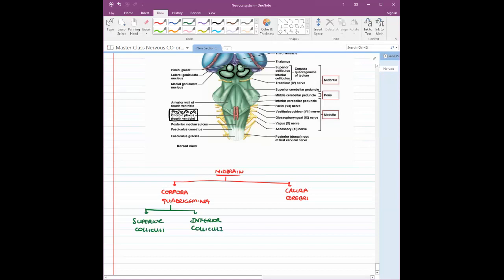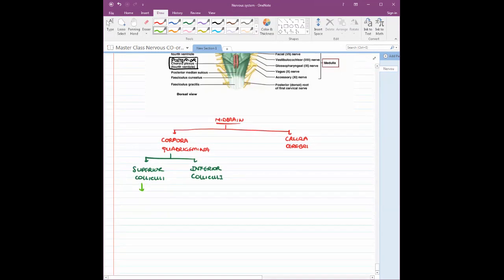Okay, so inferior and superior colliculi. Now guys, when we talk about the superior colliculi, it is the one that is going to move your head. It moves your head with respect to your visual stimulus.